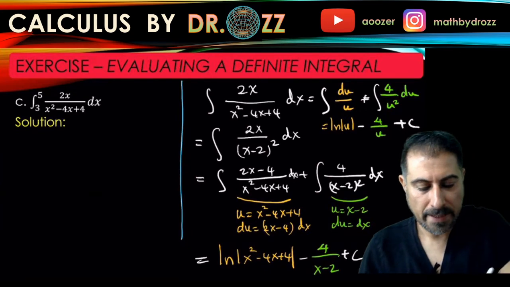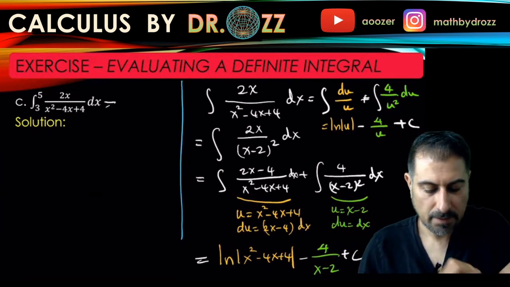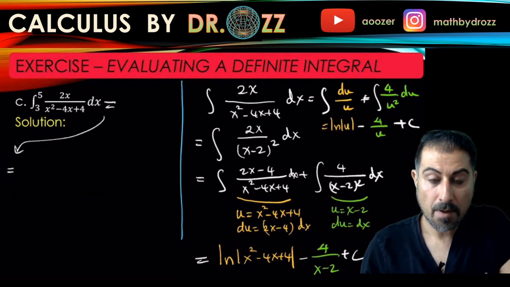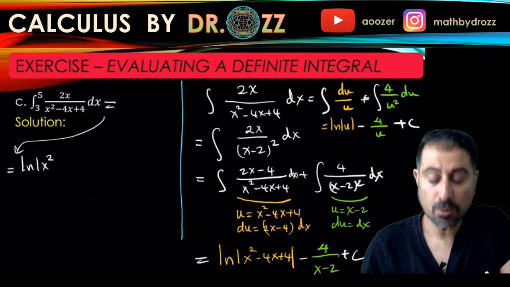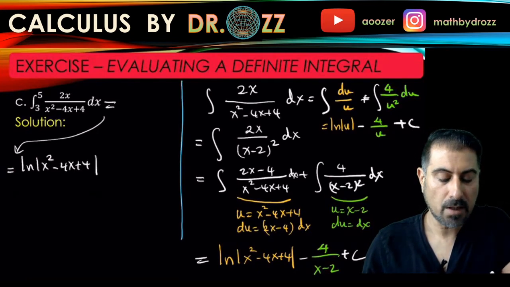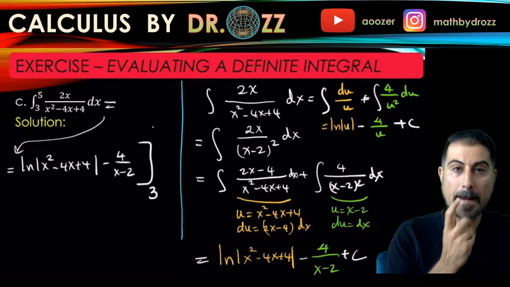So now I'm going to go back here and write that as ln of x squared minus 4x plus 4, minus 4 over x minus 2. Lower limit is 3, upper limit is 5. Okay, that looks good.